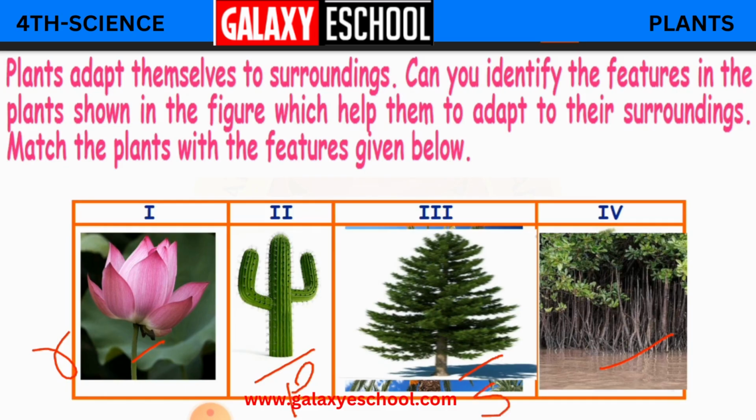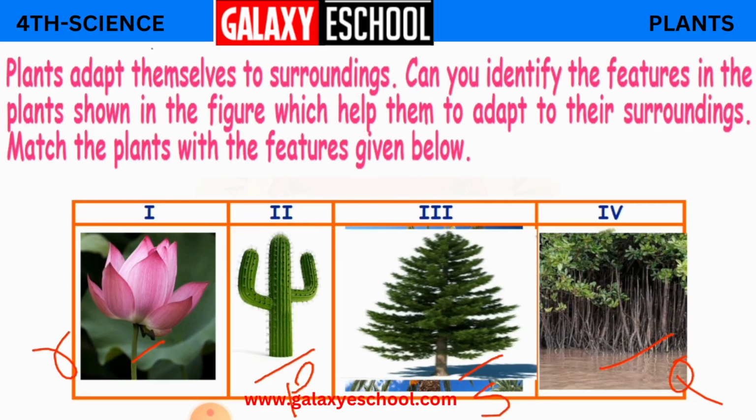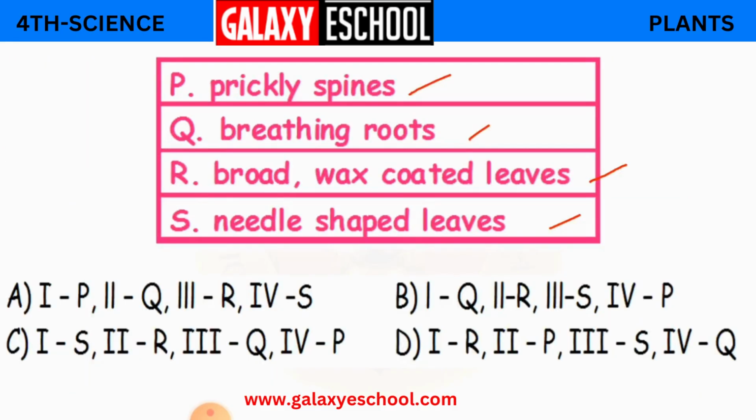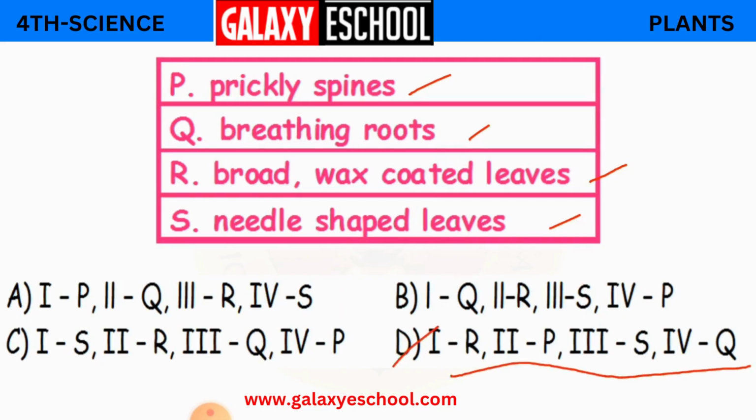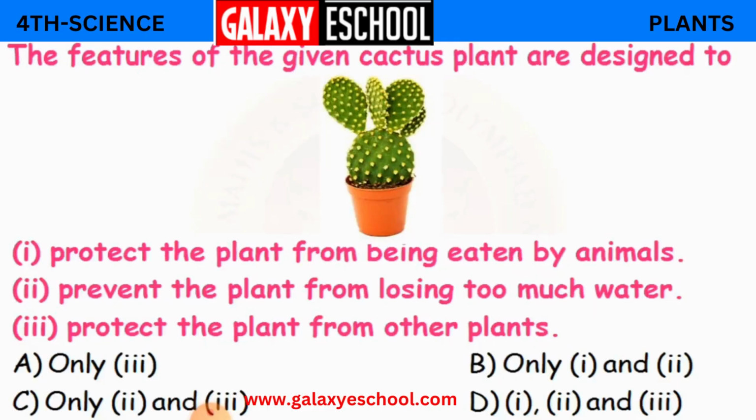And the fourth one, mangroves, which have got breathing roots. Breathing roots is of what, children? Q. Now 1 is for R, 2 is for P, 3 is for S and 4 is for Q. So let us see where we have this option. This is for D. That is, D is the correct answer. Clear? Clear, children? Now we'll move on to the next question.